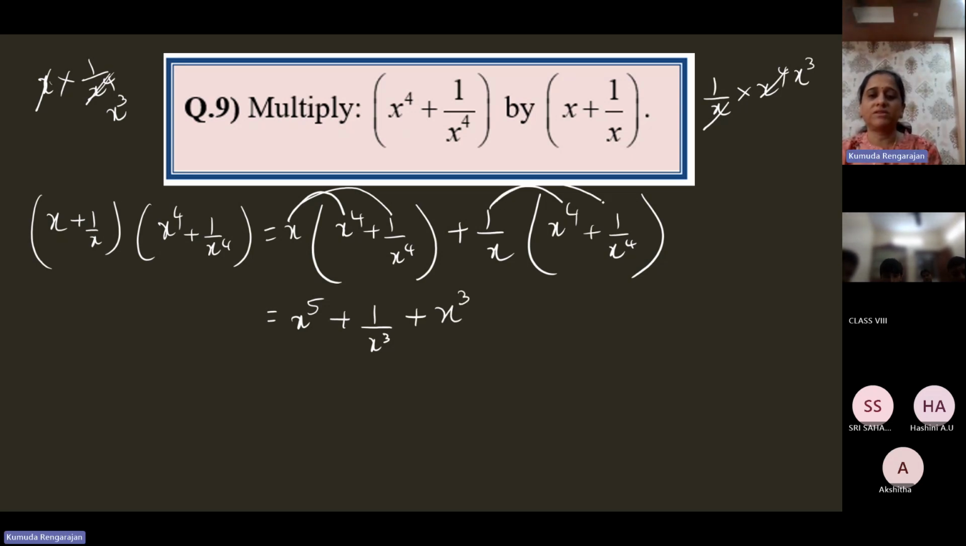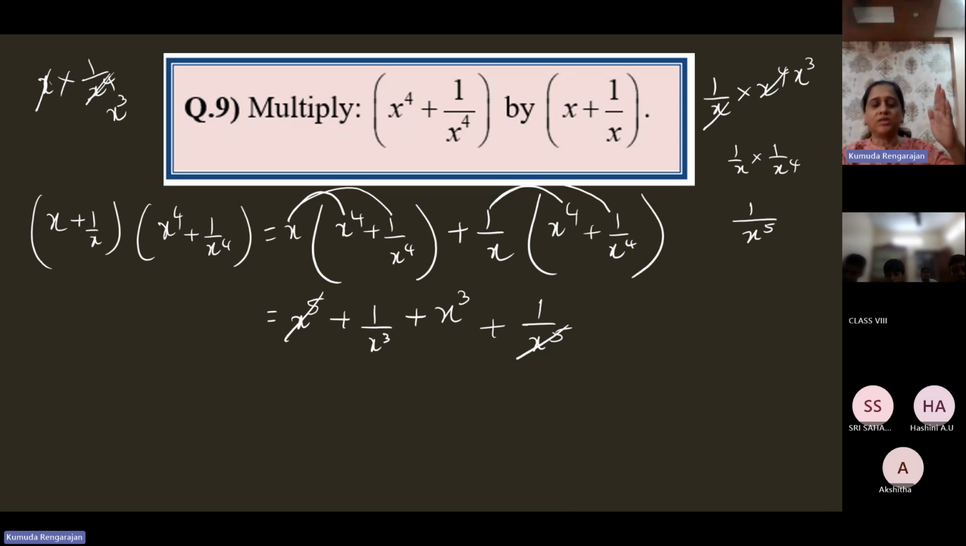And now we'll have to multiply these two. 1 by x power 5. Now please don't cancel this and this. See, between them, the sign is plus. So you cannot cancel.